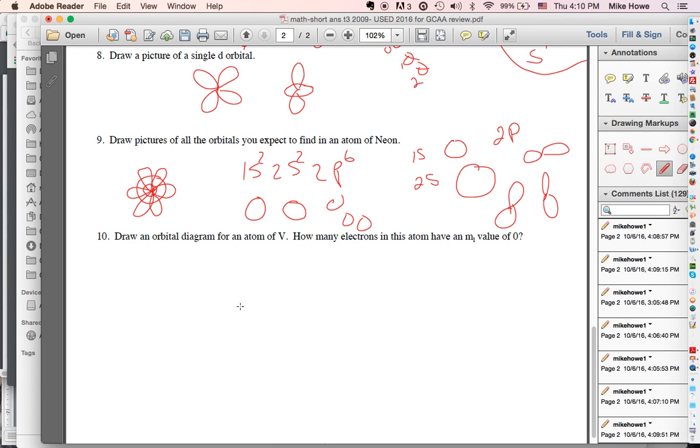Okay, and then we had the orbital diagram of vanadium. Okay, so vanadium is 23 electrons. Guess how I knew that? Oh, I looked at my periodic table. So I'd have 1s2. This is a configuration. It asked for the orbital diagram. I'm going to put the configuration down first. So this is called the electron configuration.